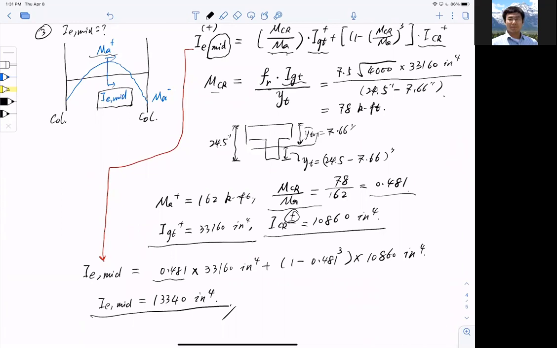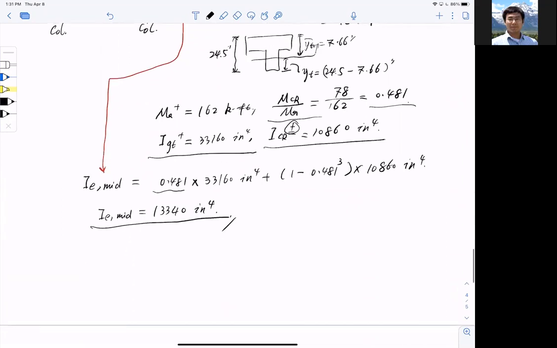Such a long process. That's why we skipped the detail of how to calculate IGT and ICR, but we'll talk about that.